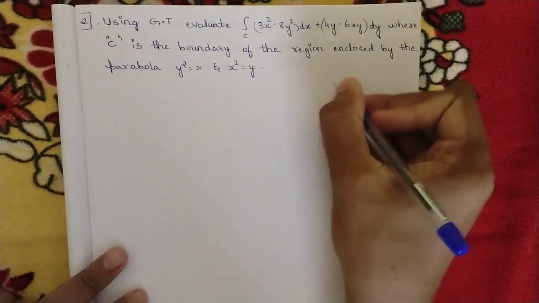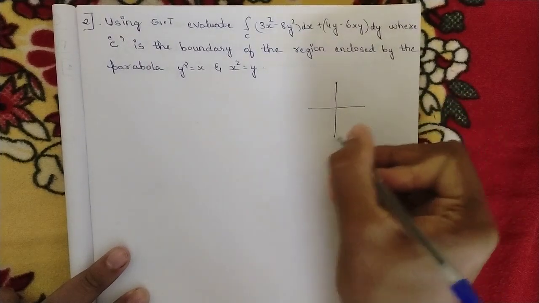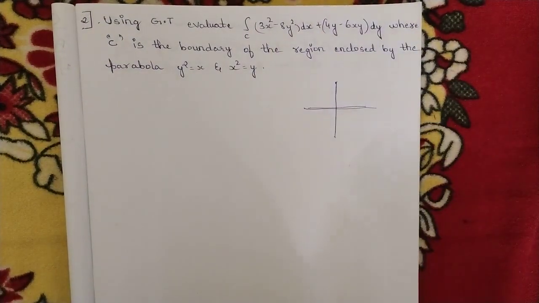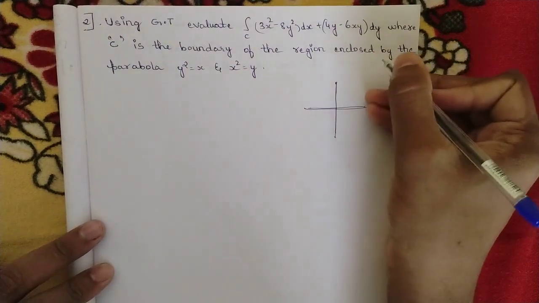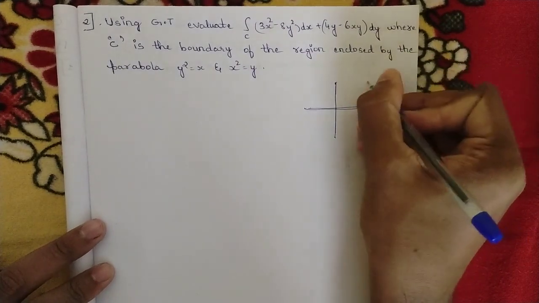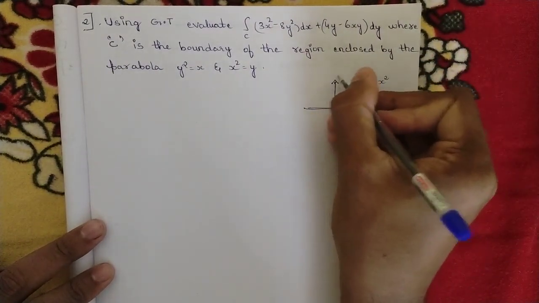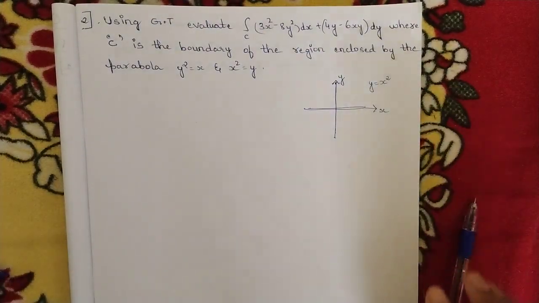So according to that we should be drawing the plot first, as I've told you. Plot drawing is a must. You should know how to draw the plot. Since they have given two parabolas, first let us write the parabola y equal to x square. This is the y axis and the x axis.